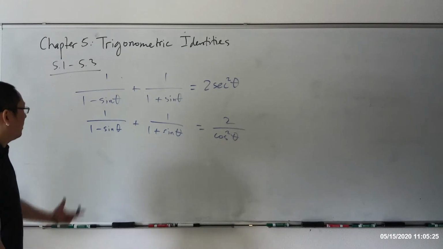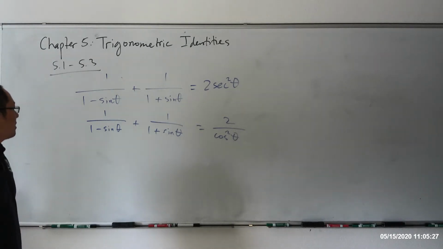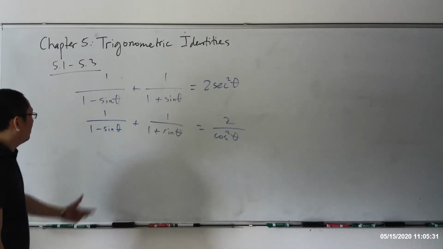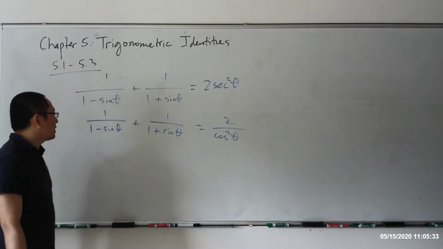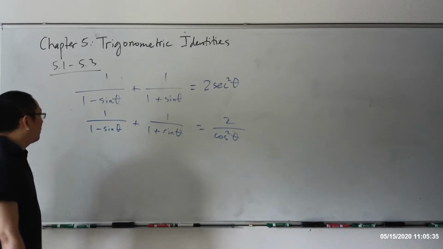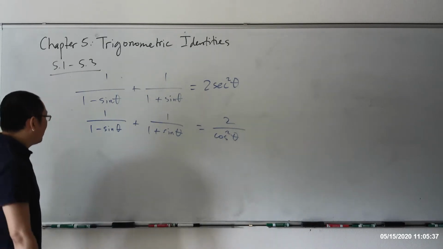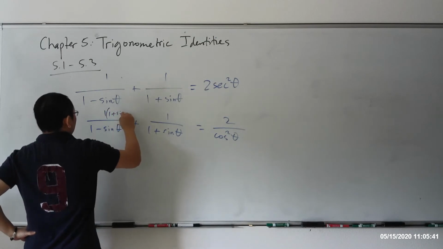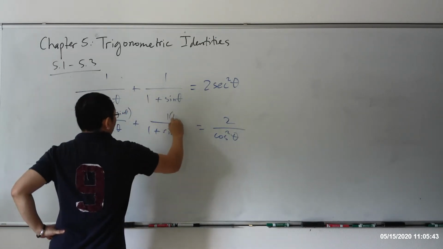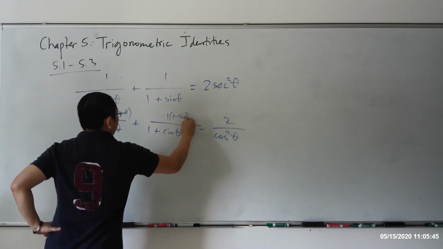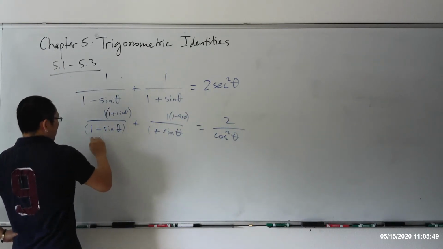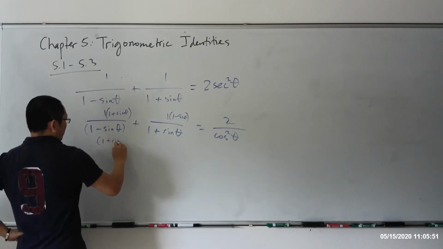Alright, so we have two fractions on the left, one fraction on the right, so let's simplify in here. See what we can have for the fraction. How do you add the two fractions together? We're going to look for the common denominator, so we need to multiply this 1 by 1 plus sine theta, this 1 by 1 minus sine theta. So the common denominator is going to be 1 minus sine times 1 plus sine theta.